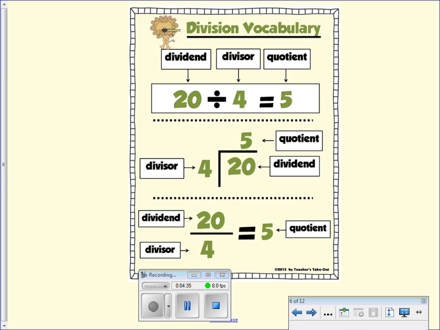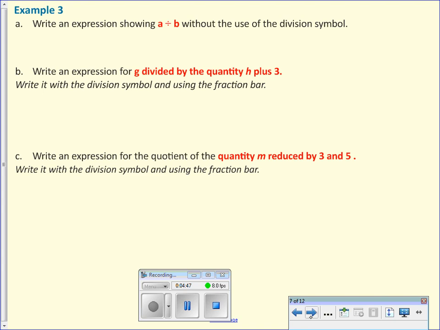Moving right along, here's another summary sheet of all the vocabulary terms. So if you want to go to the blog and print out just this page and put it in your notes, you can. That might be helpful. Okay? Let's take a look at example 3. All right, so this is on the top of page 61. Write an expression showing A divided by B without using the division symbol.